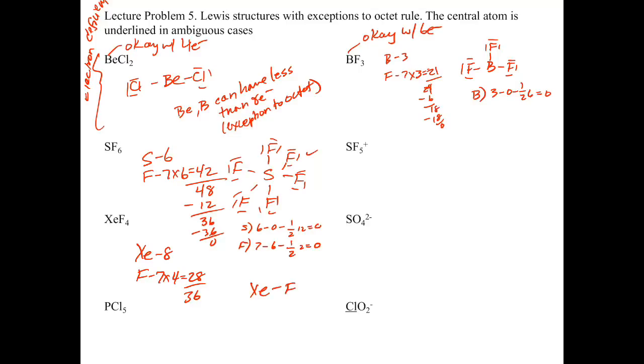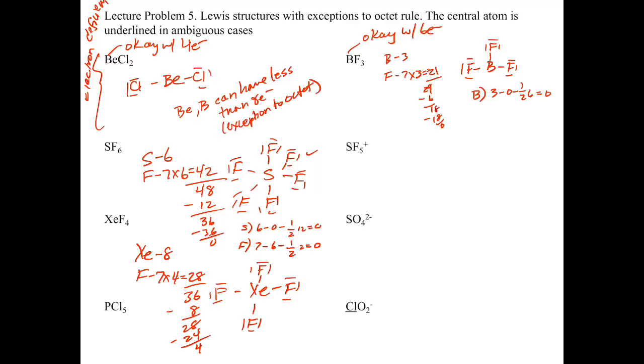So we're going to put our 4 fluorines around the xenon. So 36 minus 2, 4, 6, 8. That's going to give us 28 electrons left. So now let's start putting our lone pairs. We're going to put 2, 4, 6. We're going to put 1, 2, 3, 4, 5, 6, 7, 8, 9, 10, 11, 12. So that maxes out our fluorines at 24.